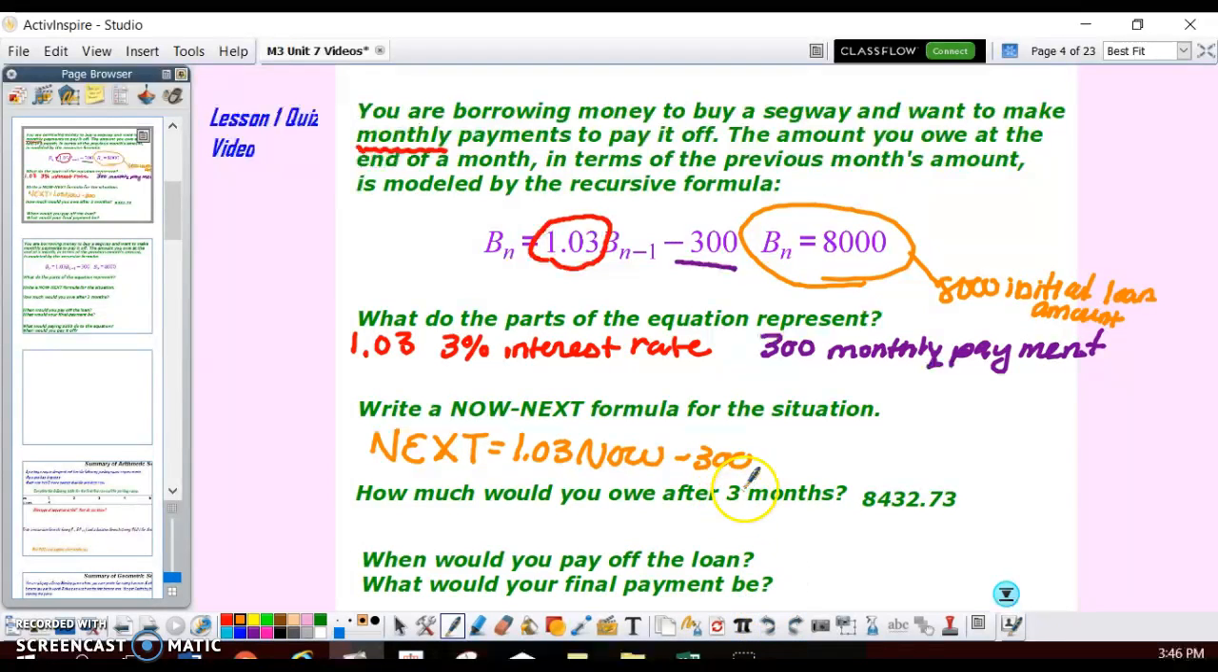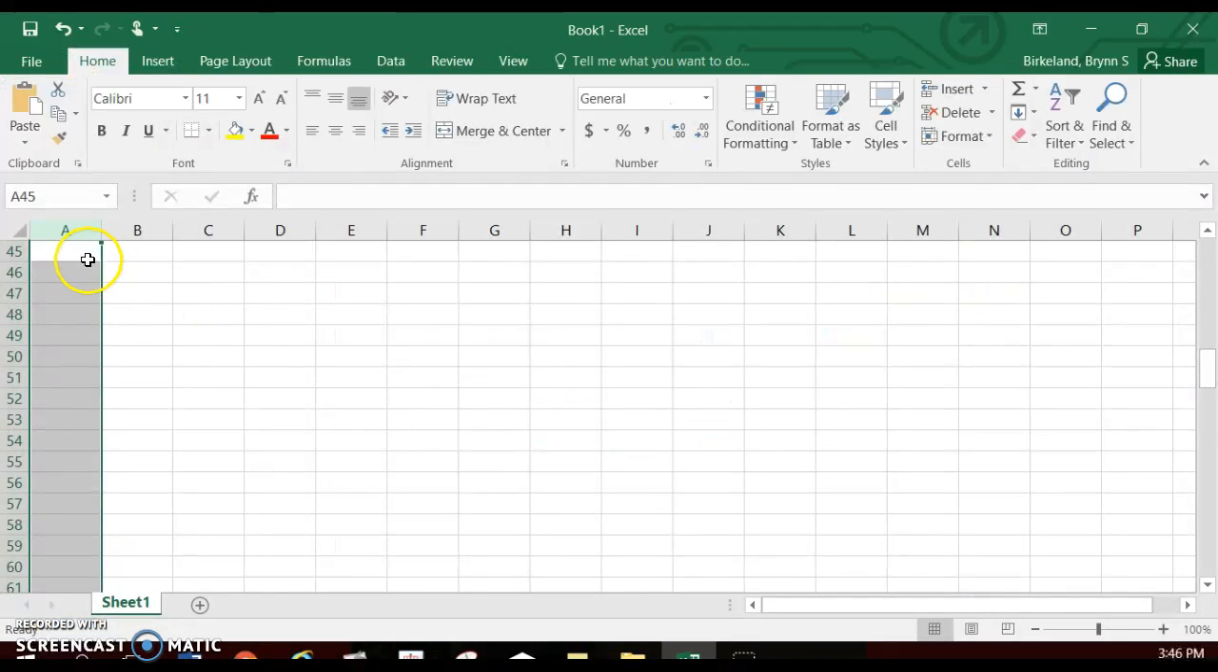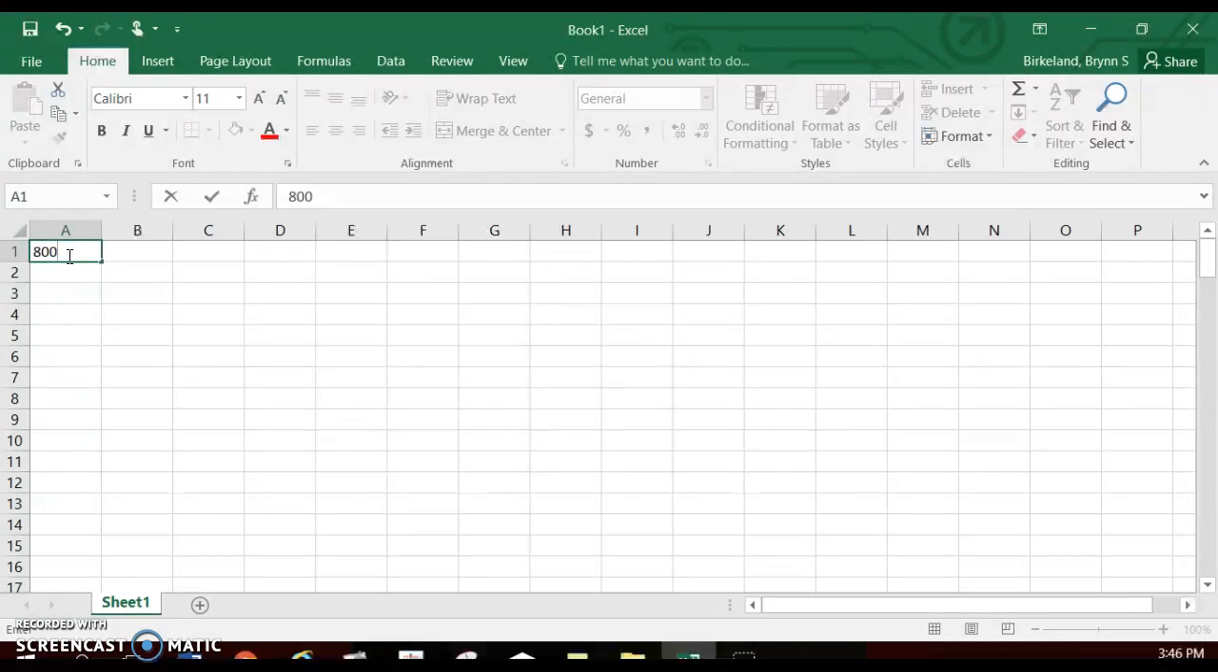How much would you owe after 3 months? Now I have a typo here. This isn't quite correct. Sorry about that. But how much would you owe after 3 months? We could use a calculator, but Excel goes faster. And knowing that I have more questions to answer down the road, I'm going to use Excel. So in my first column here, I will type in $8,000 because that's how much I originally owed. That is not after month 1. That's like at time 0 when I go buy the Segway.